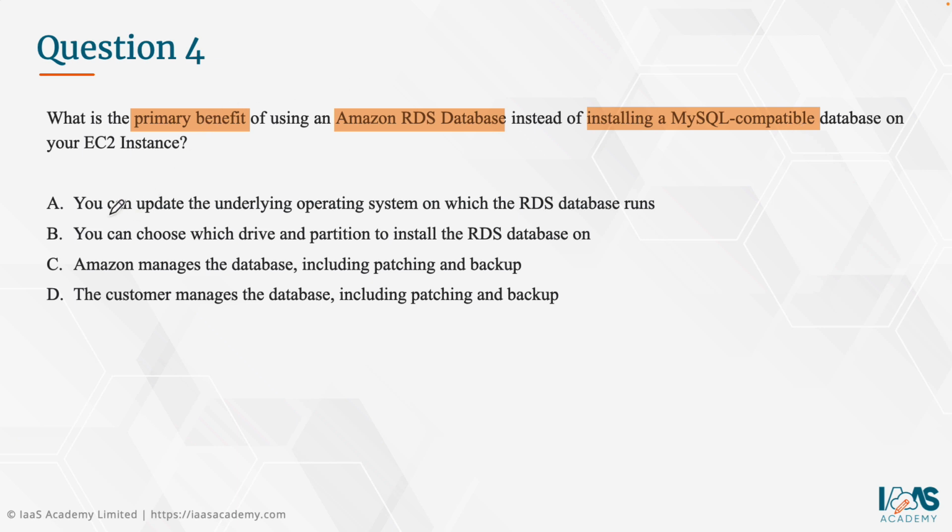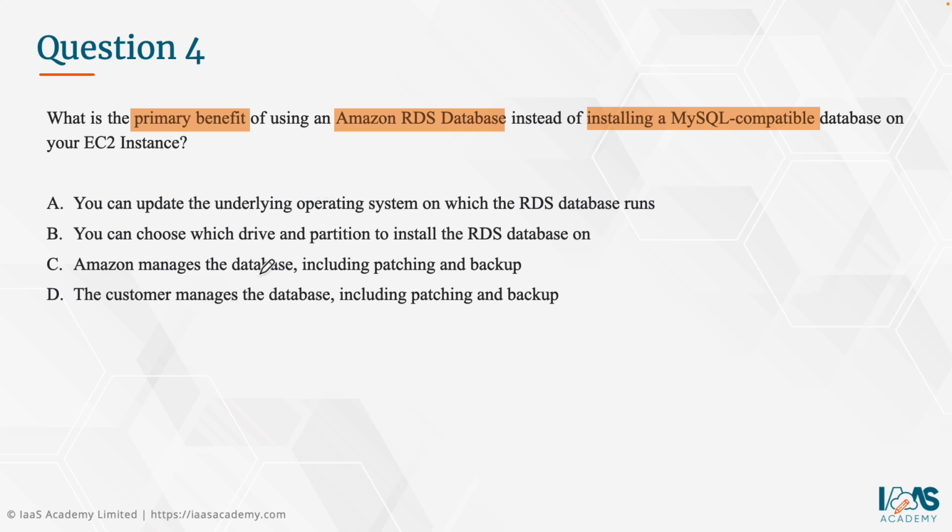So your answer options are, you can update the underlying operating system on which the RDS database runs. Well, you cannot. Because RDS is a managed service, AWS takes care of that for you, except for one caveat, which I'll come on to shortly. You can choose which drive and partition to install the RDS database on. You cannot, because you don't have access to the underlying operating system.